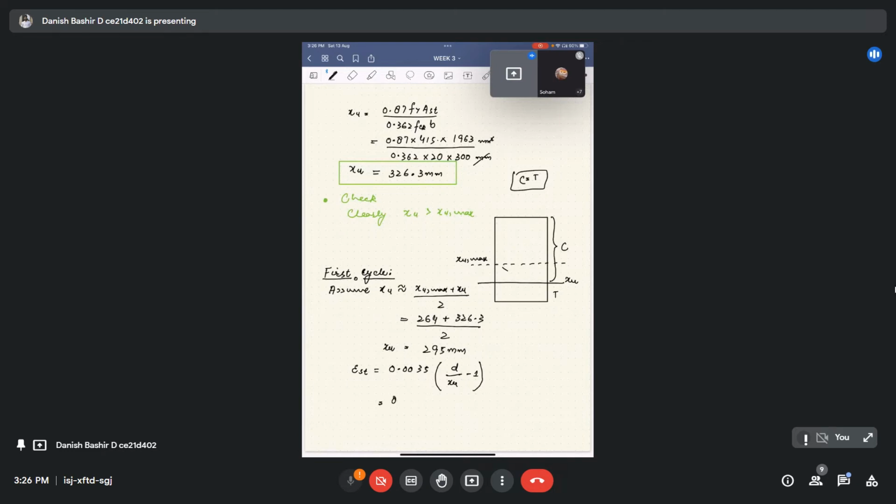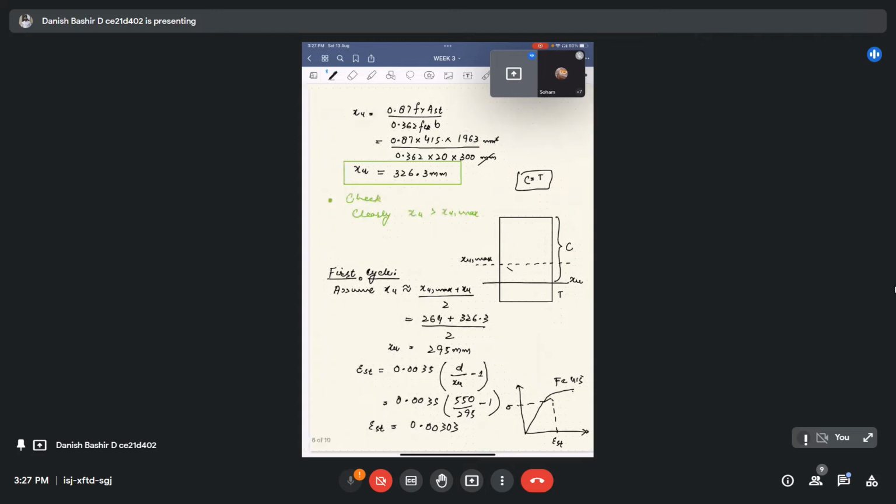So when we calculate this, 0.0035, D is 550 divided by 295 minus 1. This comes out to be 0.00303. Now for this strain EST, correspondingly we have to use the stress strain curve of Fe415. We have to see where this 0.003 EST lies, and correspondingly we have to get our sigma there.